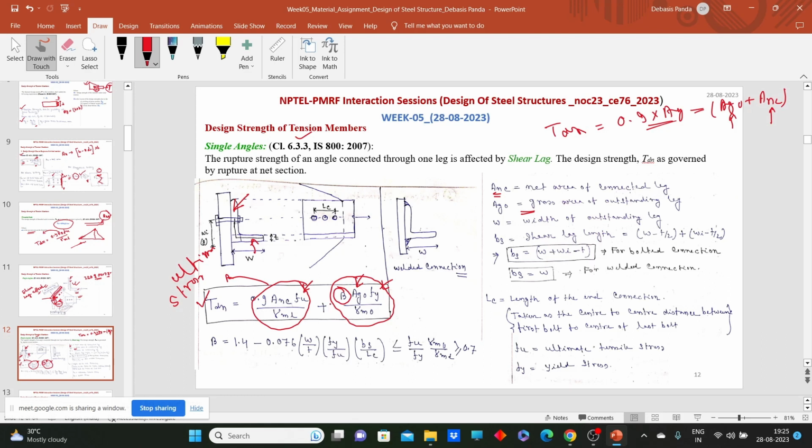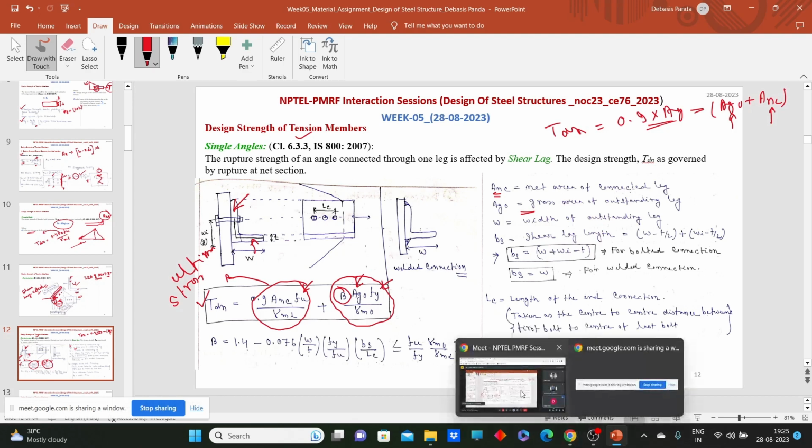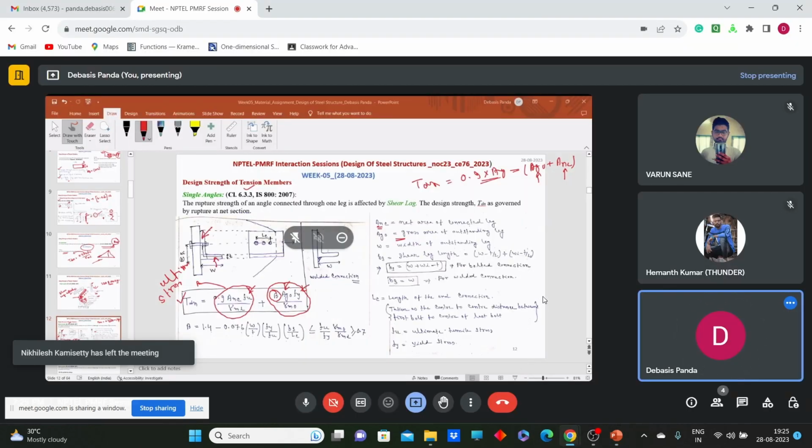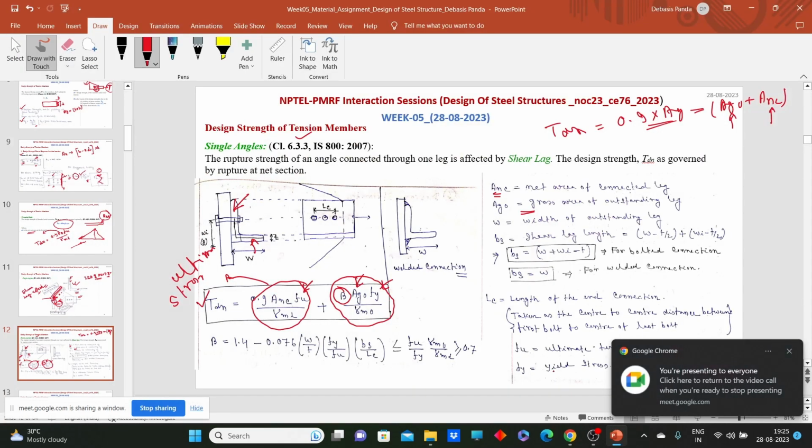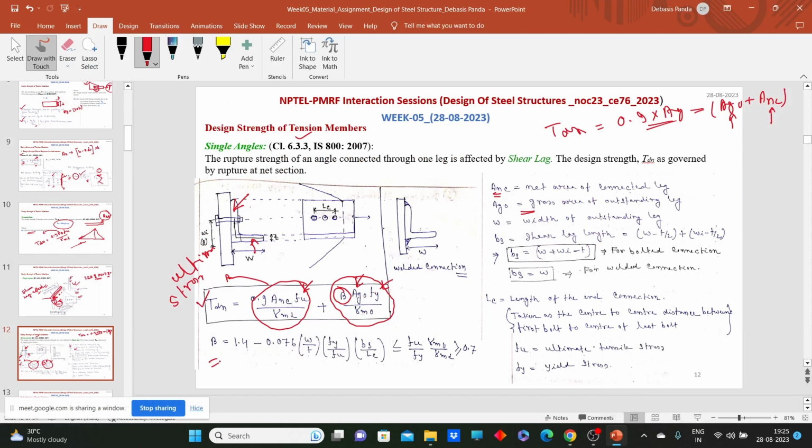Now how can we calculate the value of beta? Why is beta provided here? Beta is provided to cater to this shear lag effect. Now how can we calculate this beta value? The code says we have a formula: beta should be calculated as 1.4 minus 0.076 w by t, Fy by Fu, bs by Lc. Now I will explain one by one what these terms mean.